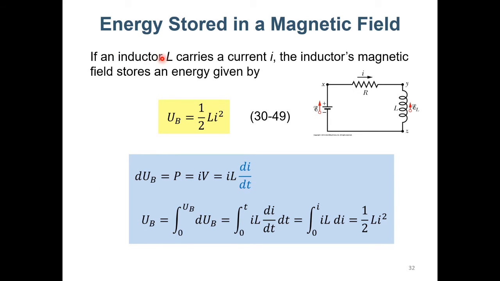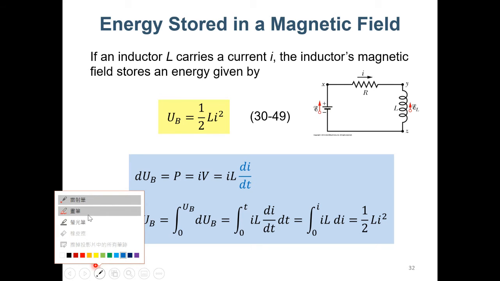So next, we consider energy stored in a magnetic field. If an inductor L carries a current I, the inductor's magnetic field stores an energy given by 1/2 Li squared.